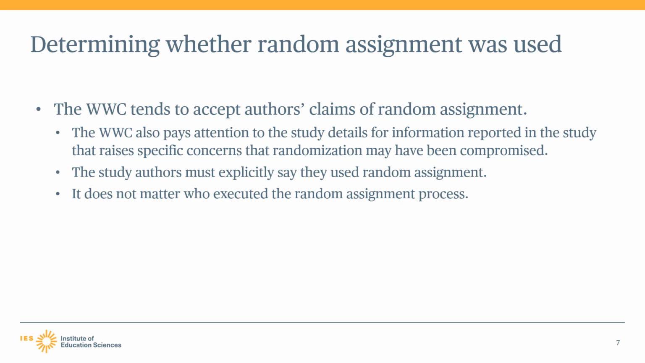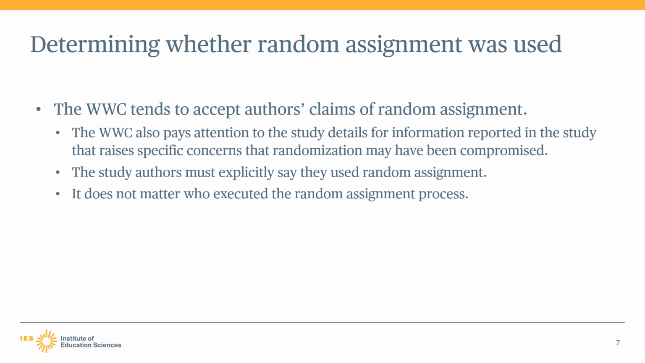For instance, sometimes authors only say, students were randomly assigned. But later in the study, they may say they included a student in the analytic sample who was not actually randomly assigned to a condition, which would be a sign that randomization may not have been well executed. Whatever the case, the authors do need to say that they randomly assigned units to conditions. Otherwise, the WWC assumes assignment was not random.